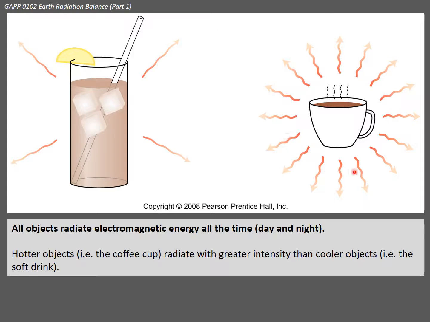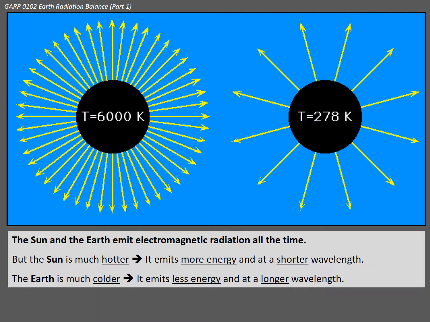Now, of course, the coffee cup is hotter, so it will overall emit more electromagnetic radiation, and it will do so at shorter wavelengths. That cold drink you have in your hands also sends out electromagnetic radiation, but it's colder, so the wavelengths are longer, and overall the intensity is less. All right? So now let's go to the sun and the Earth. We got the sun here on the left schematically. We got the Earth on the right schematically. Again, they're both objects. Therefore, laws of physics would tell you both objects have to send out electromagnetic radiation.